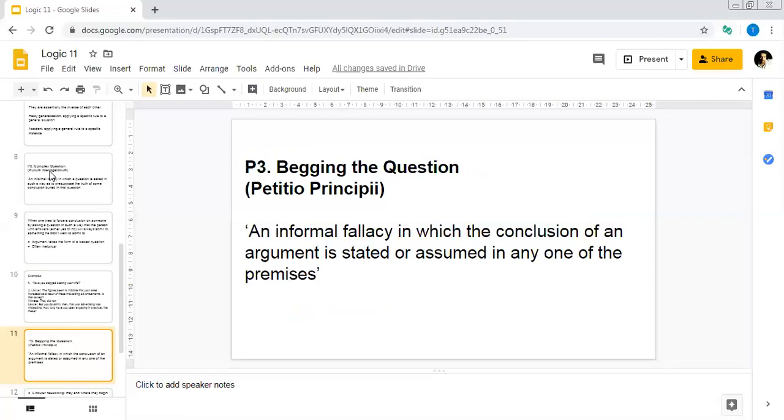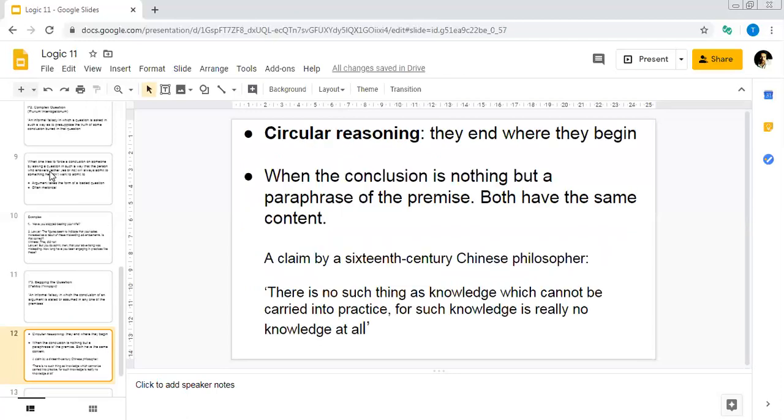Okay, so P3 is begging the question. It's again an informal fallacy in which the conclusion of an argument is stated or assumed in one of the premises. This one's pretty basic, and it's a very common fallacy. Even a lot of philosophers make it, and some very acclaimed philosophers do it without realizing it, obviously. So basically, it's circular reasoning. Okay, so you end where you begin. The premises are the conclusion, and the conclusion is also the premise. It's all mixed up. The conclusion is nothing but a paraphrase of the premise, both have the same content. Okay, so let's look at some examples.